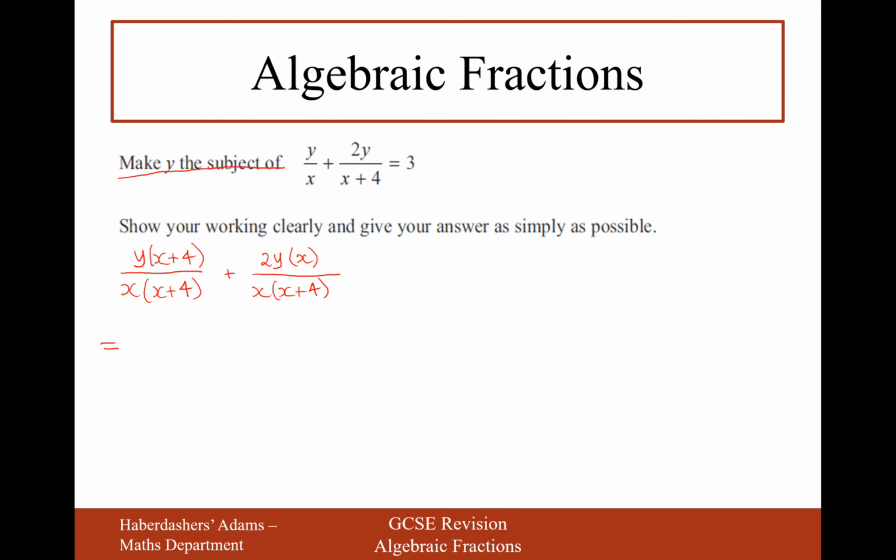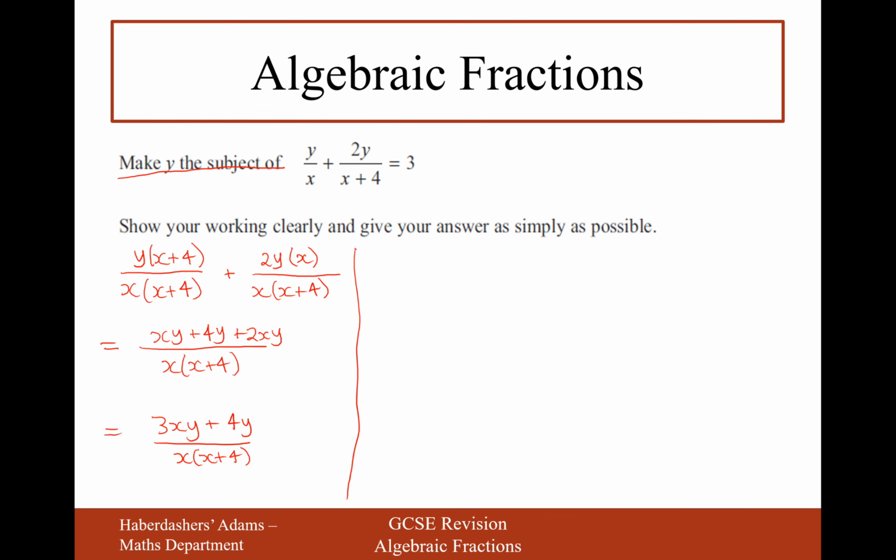Okay, let's now multiply these out and add them together. So the common denominator is going to be x bracket x plus 4, and it's going to be xy plus 4y plus 2xy. So I can simplify my xy's together. I've got 3xy's in total plus 4y equals x plus 4.